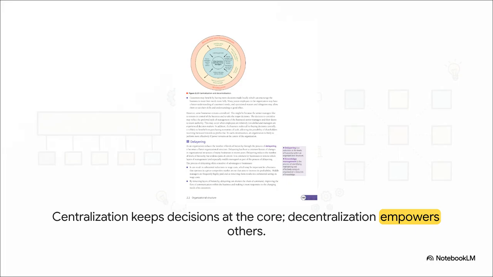The core idea here is really simple. With centralization, all the decision-making power is concentrated with the senior managers at the very center. That's like McDonald's deciding the global Big Mac recipe. With decentralization, that power is pushed outwards, empowering local managers to make their own decisions, like offering a special menu item just for their region.